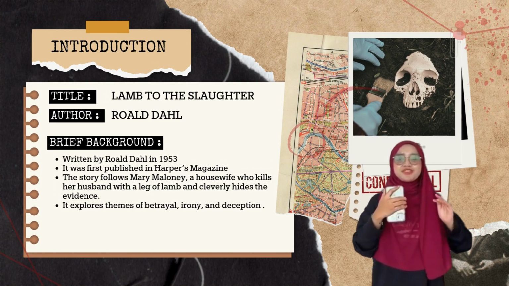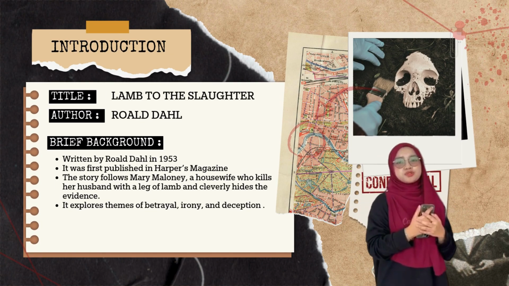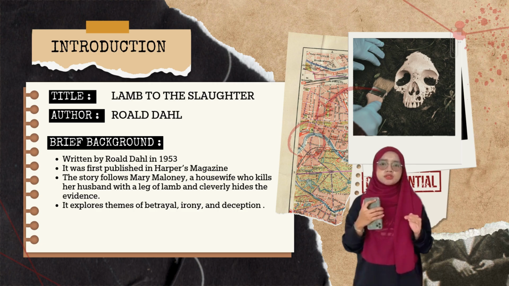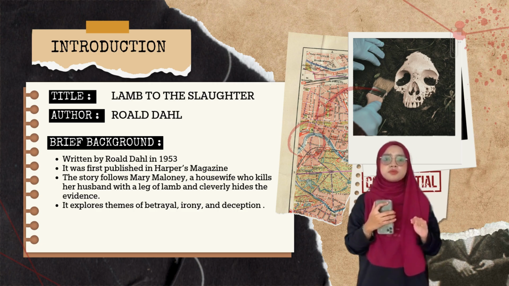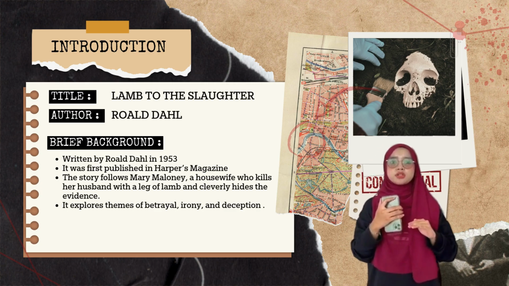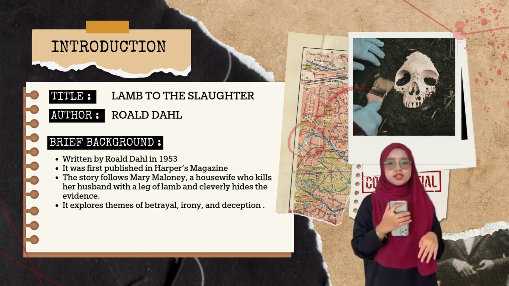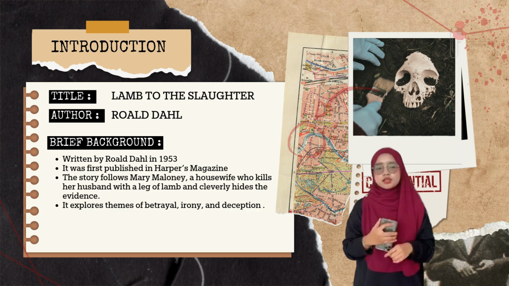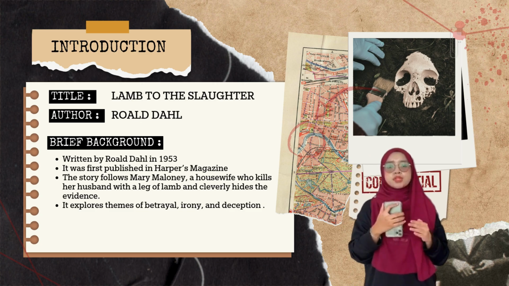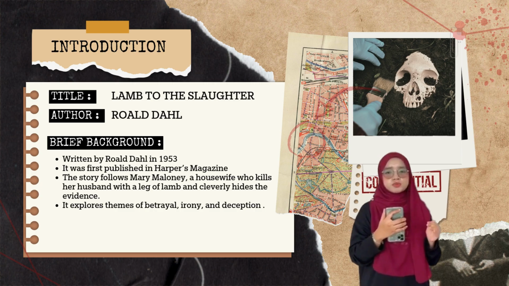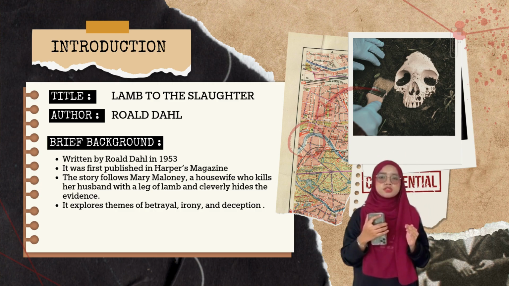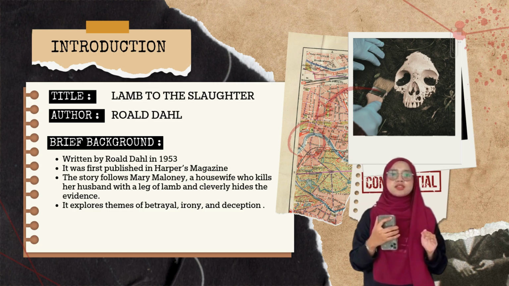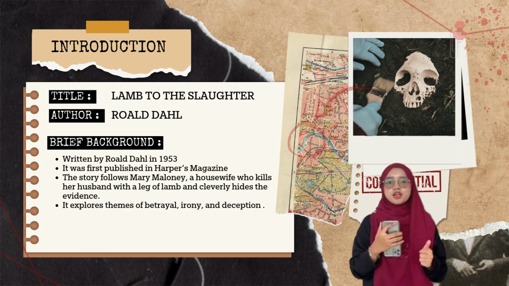Hi and good morning to everyone. Today we are going to present to you our short story, Lamb to the Slaughter by Roald Dahl. This short story was written by our famous writer Roald Dahl in 1953. It was first published in Harper's magazine. The story begins when Mary Maloney, a housewife, kills her husband with a leg of lamb and cleverly hides the evidence. This story has themes of betrayal, irony, and deception.